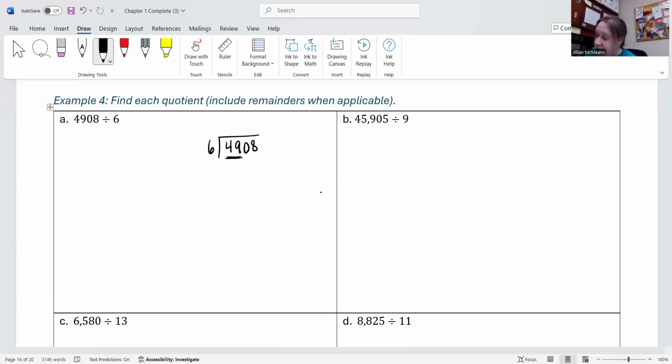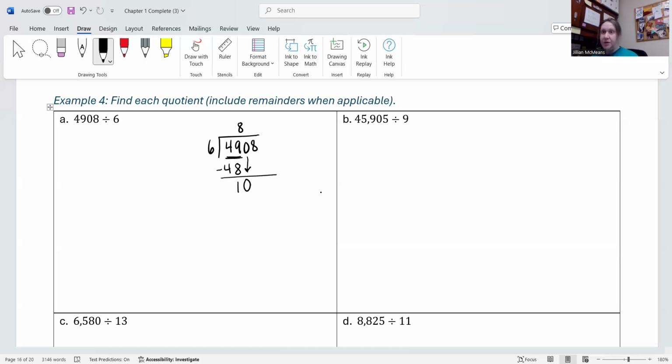So I would say 8, and then 8 times 6, I want to multiply these. 8 times 6 is 48, and I want to subtract that. So I look at 49 minus 48, that's just 1, so that's my remainder, but I want to bring down the next digit in line. So I'm going to bring down the next digit, which is a 0, and then I'm going to repeat this process.